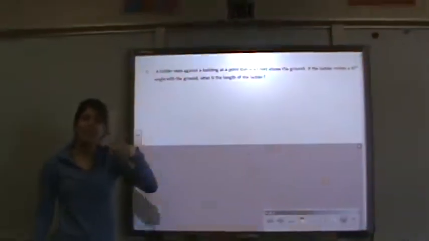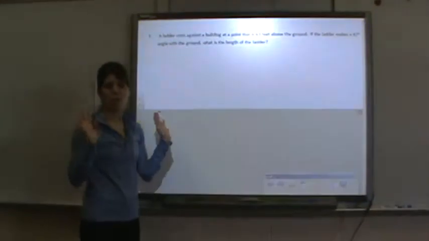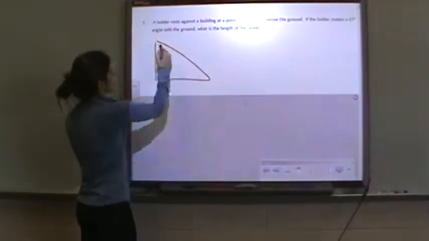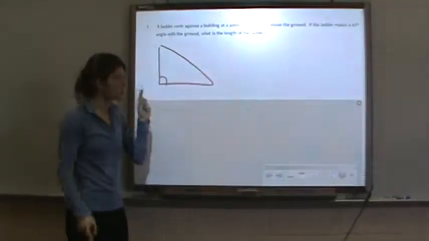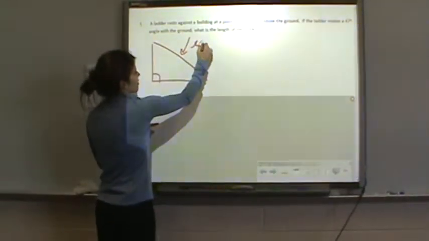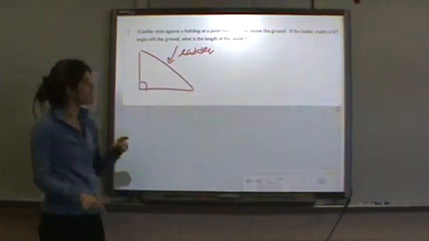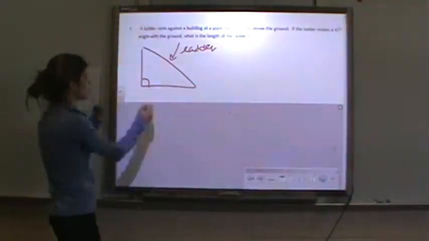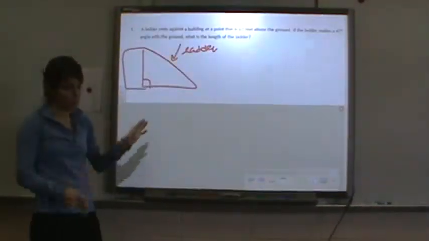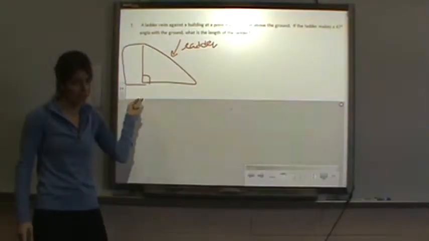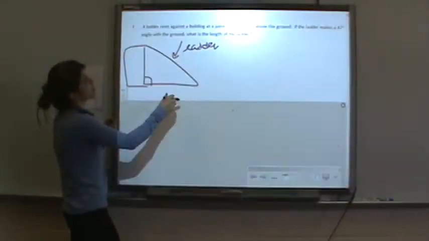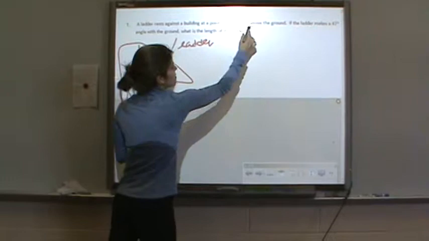Okay, so in these, I always like to draw pictures, and you all know I'm a wonderful artist, so let's set this up. Remember, when you set up a ladder, this is your ladder. A ladder is not going straight up against something or straight across the ground. Okay, so this is your ladder. It's resting against some building over here, and we're going to assume the building makes a right angle with the ground, hopefully. Okay, so it's at a point that's 63 feet above the ground.